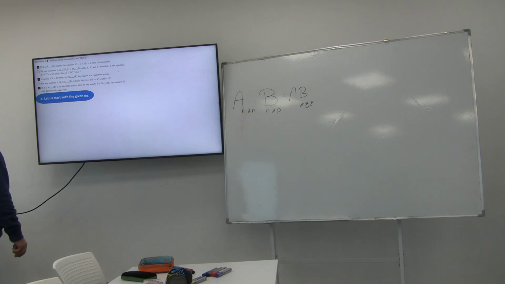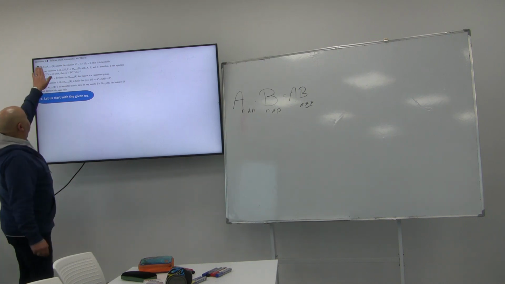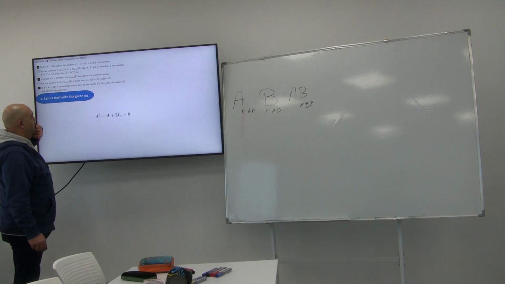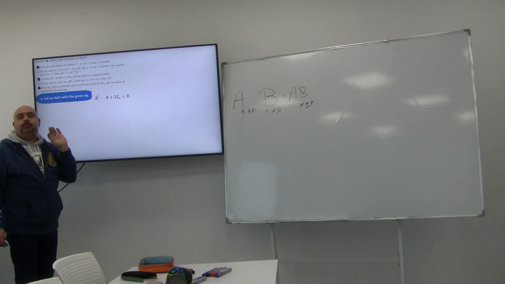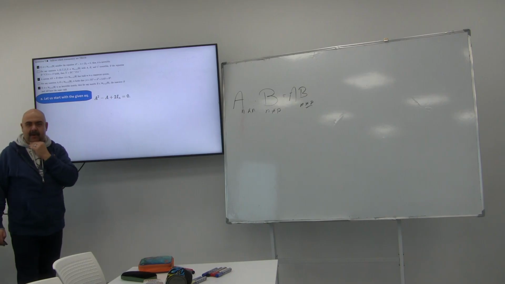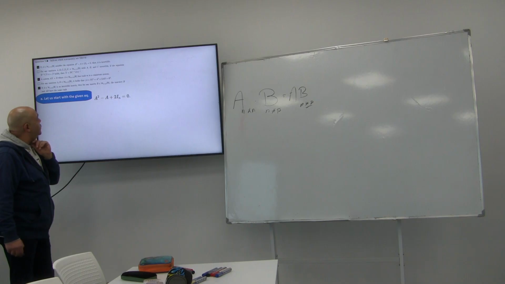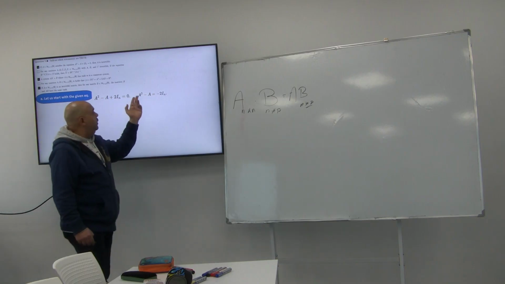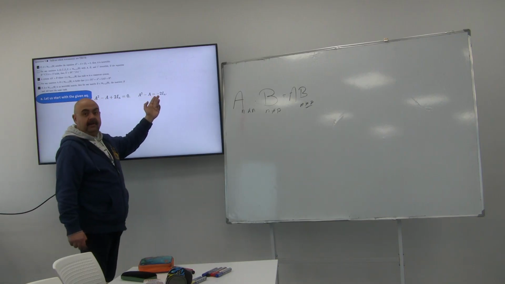Number A states that if A is a square matrix satisfying the equation A squared minus A plus 2I equals 0. In order to prove this, I will start with the following. I will make a small manipulation. Instead of A squared minus A equals negative 2I, I will put it in this manner: A squared minus A equals negative 2I_n.